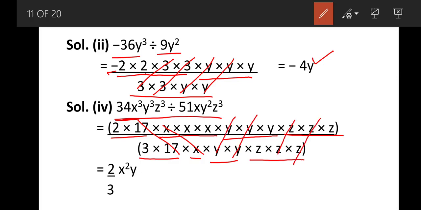So we will be having the final answer as 2x square y. Okay, z 3 times was there, so z will also get cancelled out. So your answer will be 2x square y divided by 3, that is 2 over 3 x square y. This will be your answer.